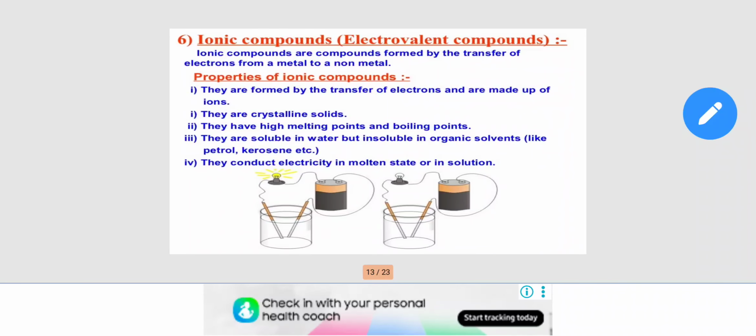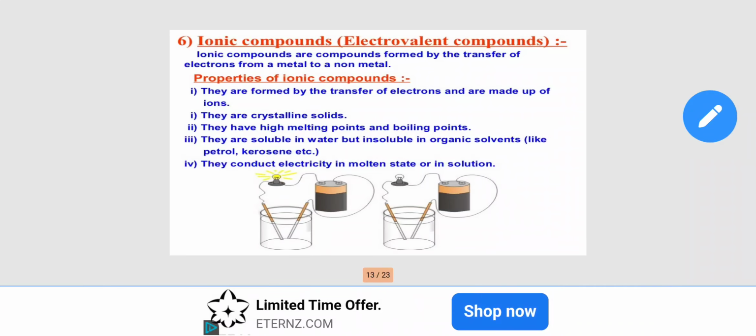Ionic compounds, also called electrovalent compounds, are compounds formed by the transfer of electrons from a metal to a non-metal. What are the properties of ionic compounds? They are formed by the transfer of electrons and are made up of ions. They are crystalline solids. They have high melting and boiling points. They are soluble in water but insoluble in organic solvents like petrol or kerosene, etc. They conduct electricity in a molten state or in solution.